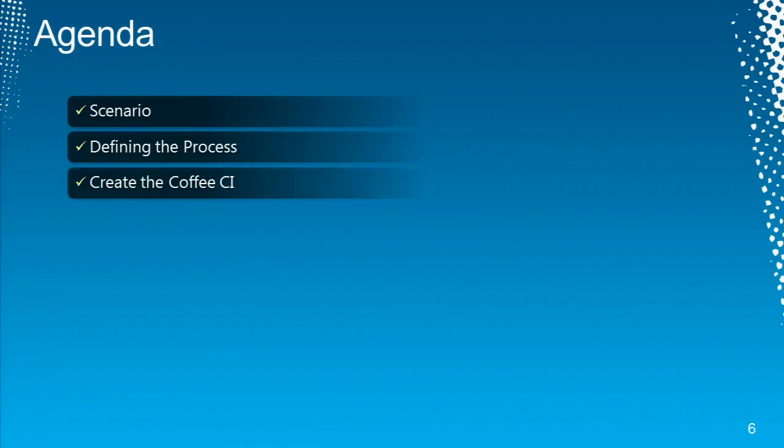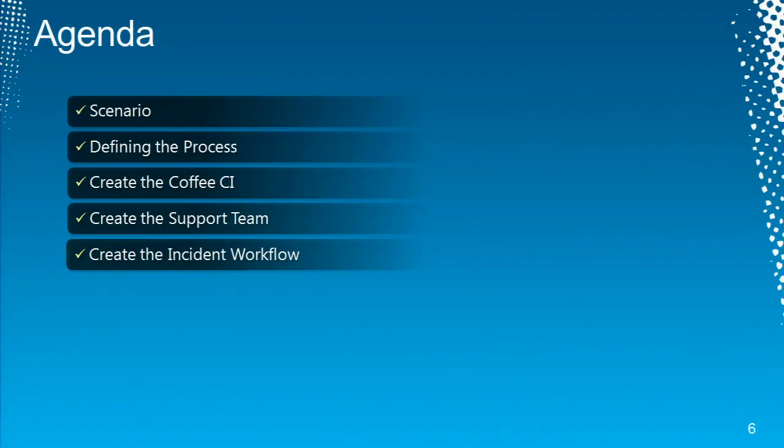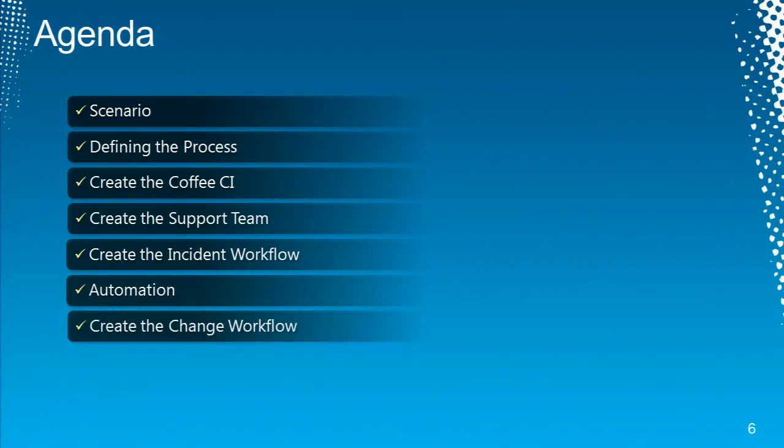We're going to define that process. We're going to create a coffee configuration item inside Service Manager, define the support team who's going to support this, generate and create the workflow related to responding to incidents related to coffee, and show how some of the automation that's built into the System Center suite between Service Manager and Operations Manager can support this particular business service.